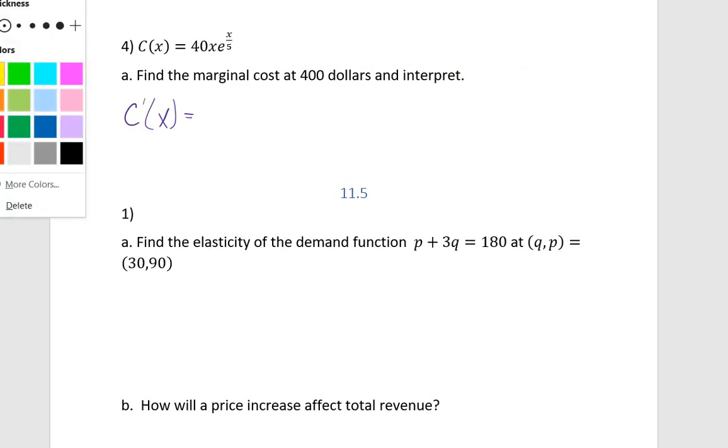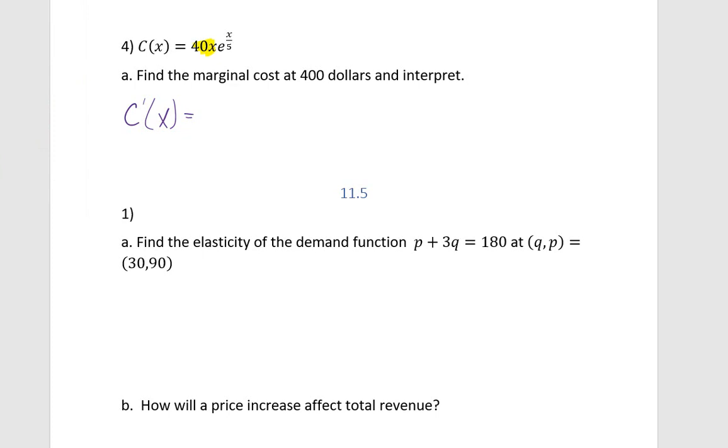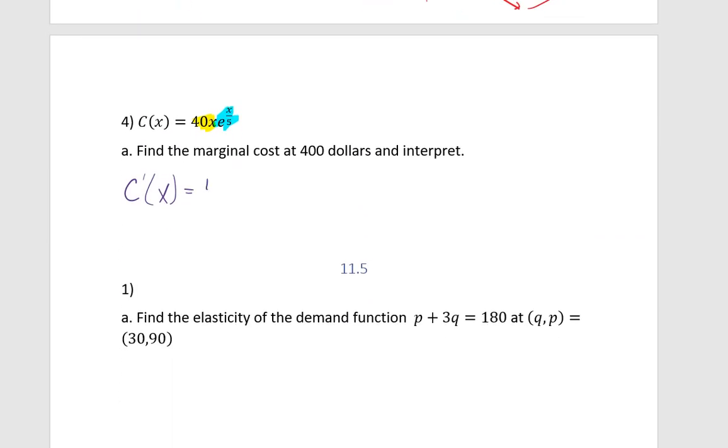So here we have 40x times e to the x over 5. So what we're going to do here is we're going to have to use a product rule. So we're going to have the derivative of the first part times the second part left alone, plus the first part left alone times the derivative of the second part. So the derivative is e to the x over 5 times the derivative of x over 5, which is going to be 1/5. The reason is that you can rewrite x divided by 5 as 1/5 x.